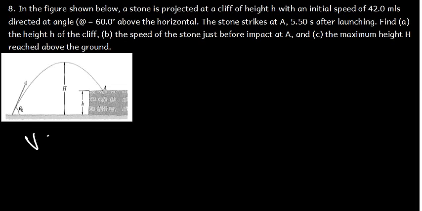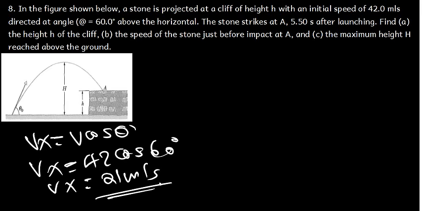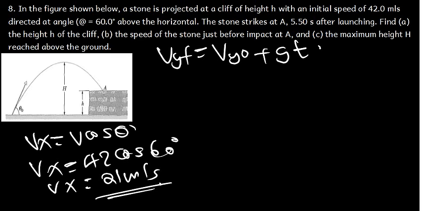So our Vx is going to be 42 cos 60, which gives 21 meters per second. That is my Vx. I need to find the Vy. To find the Vy, you always use this formula: Vy initial plus g t. But g, since it's going up, is going to be negative. Therefore, this is going to be V sine theta minus g t, because g is negative now.